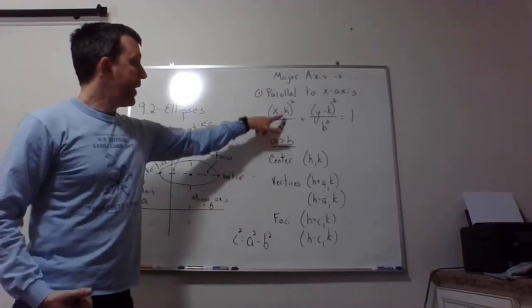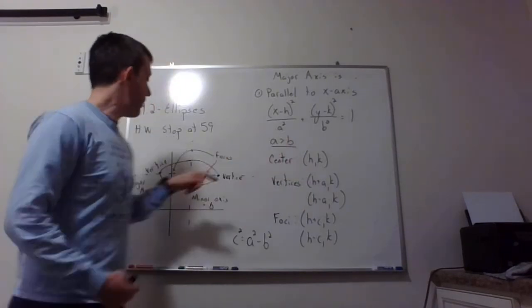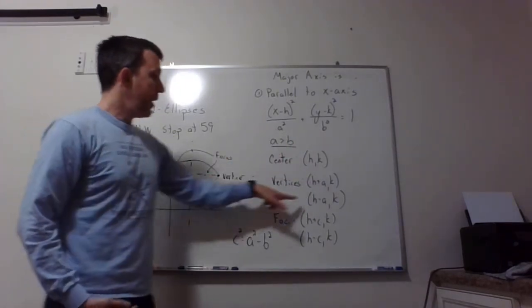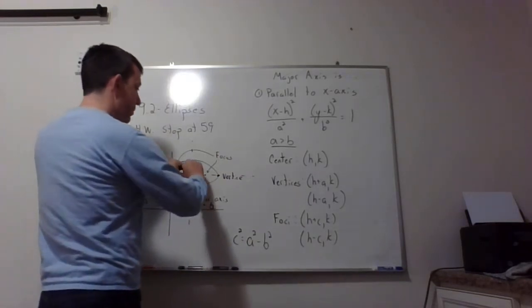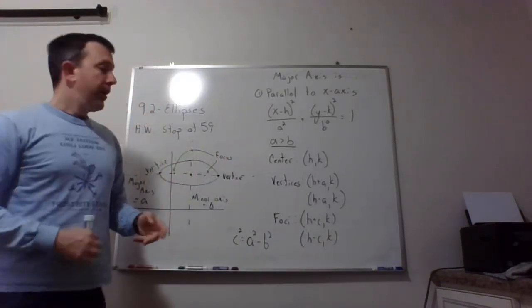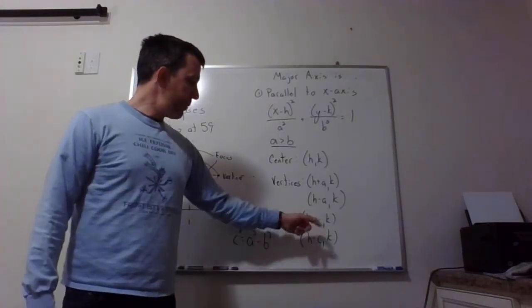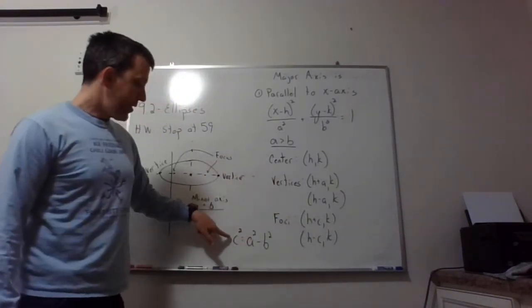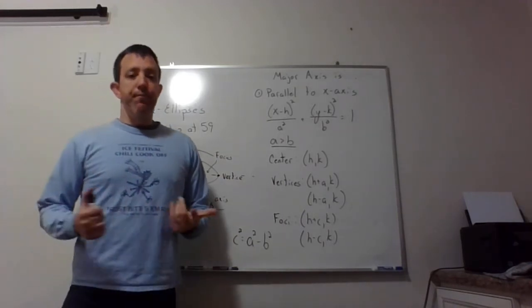The vertices are going to be h, that center x value, plus a, the distance to the vertex, comma k, and h minus a, comma k. So basically start at the center, and you just go a units in either direction. For the foci, we use c instead of a: h plus c and h minus c, where c squared is equal to a squared minus b squared, which is a little bit strange, but it works.